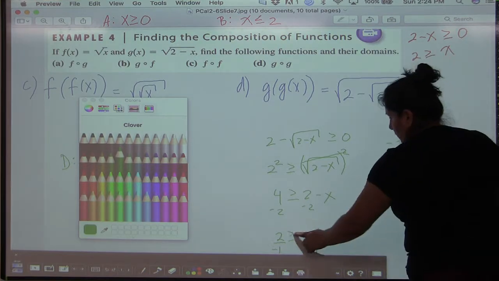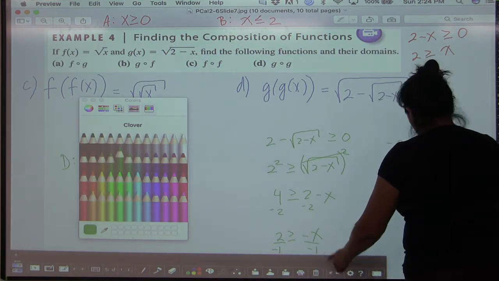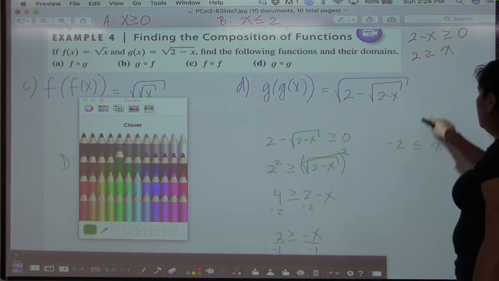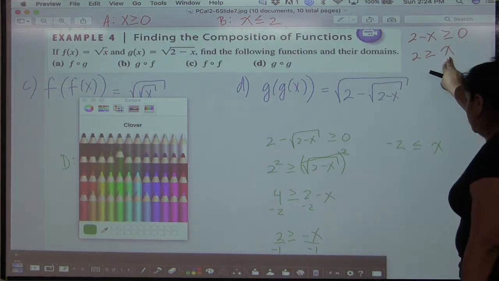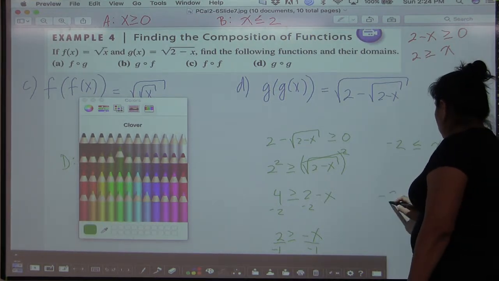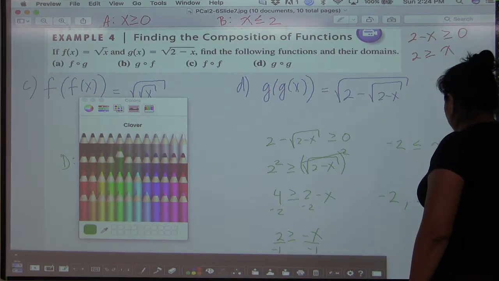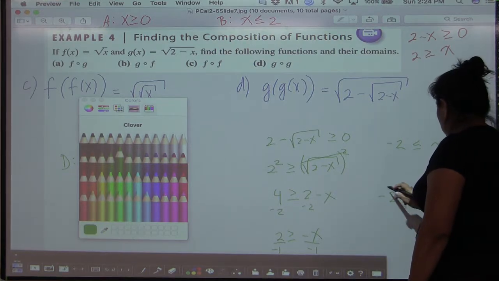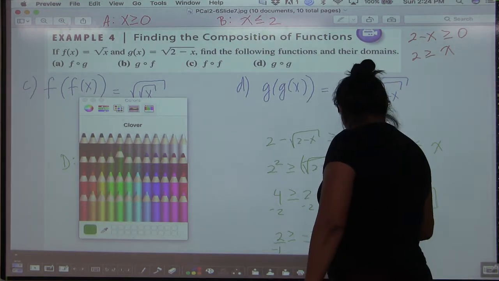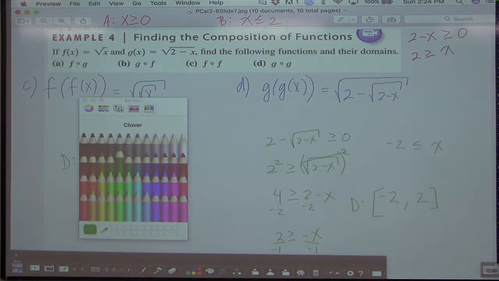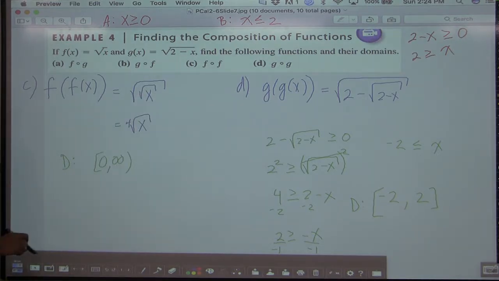And instead of a greater than or equal to, you're going to have a less than or equal to, and then x. So x can be greater than or equal to -2, but it has to be less than or equal to +2. So you end up being between -2 and 2. So you want to be greater than -2, but less than +2. And you get that for your domain of part D, g of g, otherwise known as gg. All right, so anywho, that takes care of that guy.